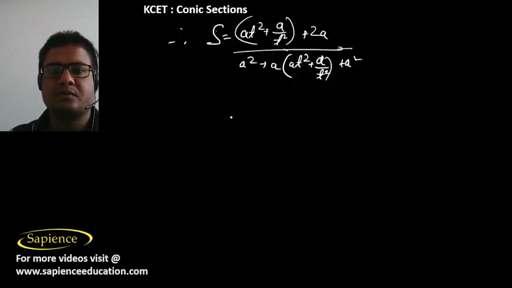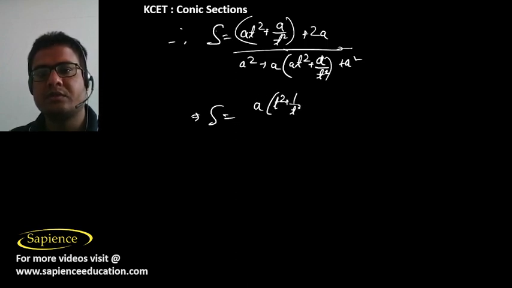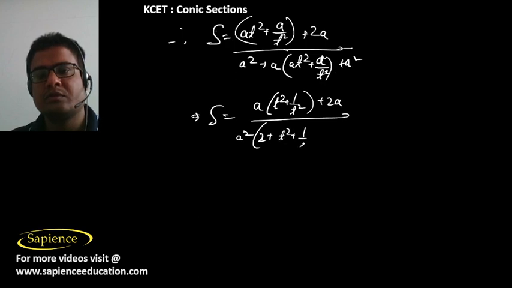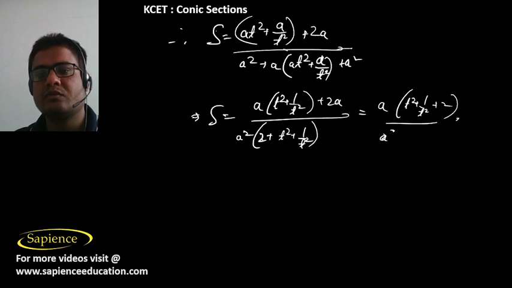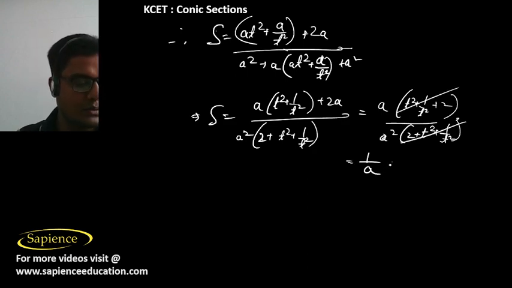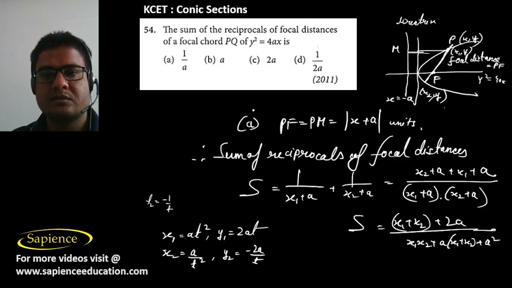Okay, so this will be equal to a into (t square plus 1 by t square plus 2) divided by a square into (2 plus t square plus 1 by t square). Here if I take a as common, the numerator is t square plus 1 by t square plus 2, and the denominator is a square into 2 plus t square plus 1 by t square, so these two will get cancelled. So this will be 1 by a, so the sum of the reciprocals is equal to 1 by a. So option A is the correct answer.